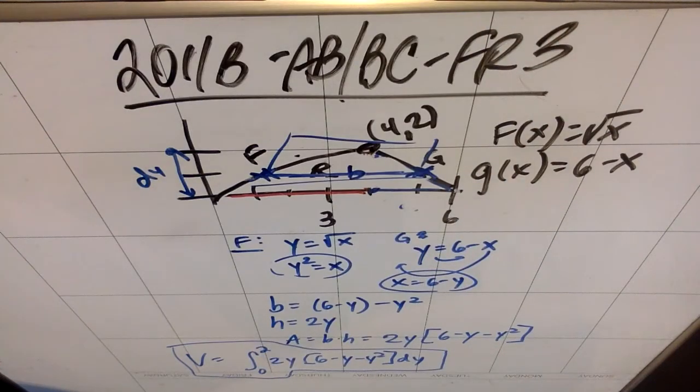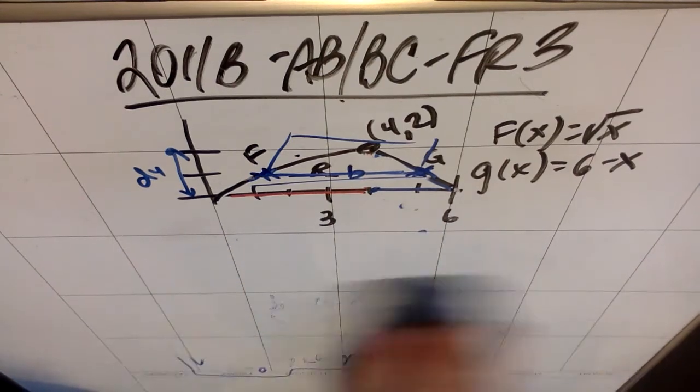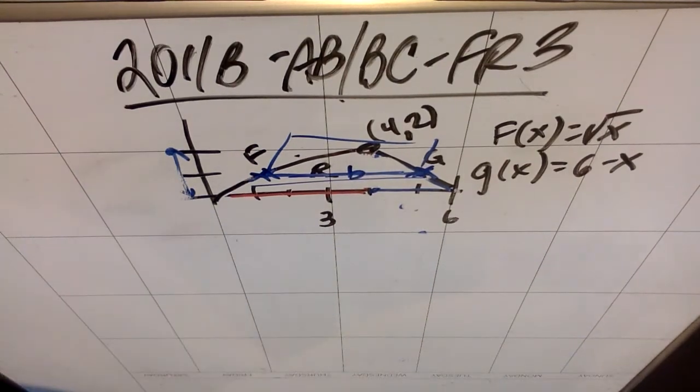Cool. Part C. There's a point P on the graph of f at which the line tangent to the graph of f is perpendicular to the graph of g. Find the coordinates of P. Okay, so that's a lot, but it's not a super duper horribly difficult problem. So let's think about what we know.